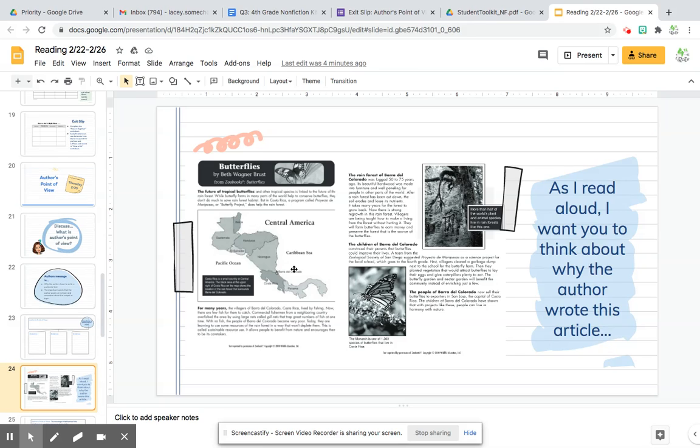Today, they are learning to use some resources of the rainforest in a way that won't deplete them. This is called sustainable resource use. It allows people to benefit from nature and encourages them to be its caretaker.